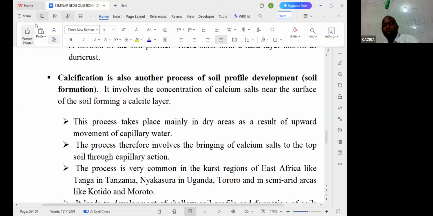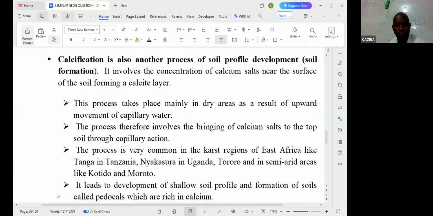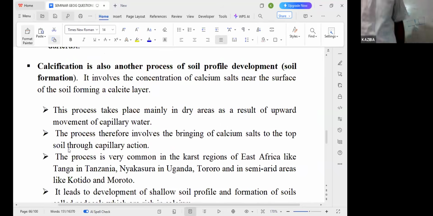Then we have what we call calcification. Now, these two are kind of similar but different. So we have calcification and we have salination. This one comes from calcium. This one comes from salt.